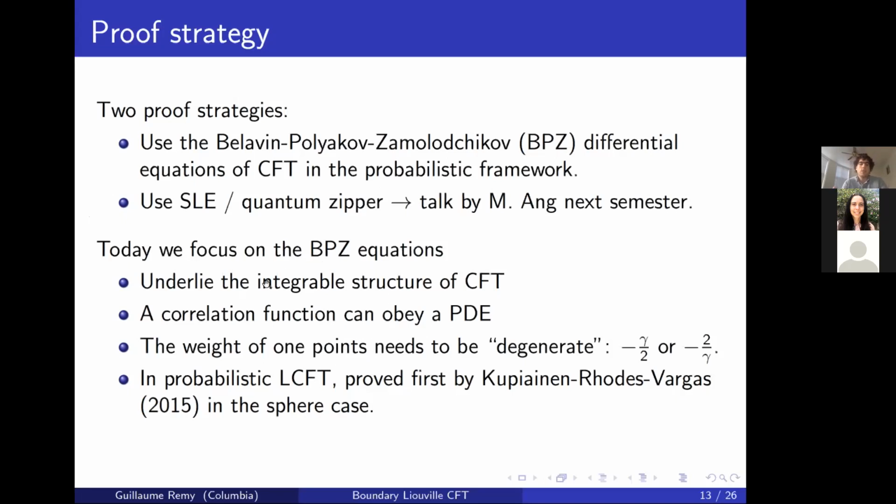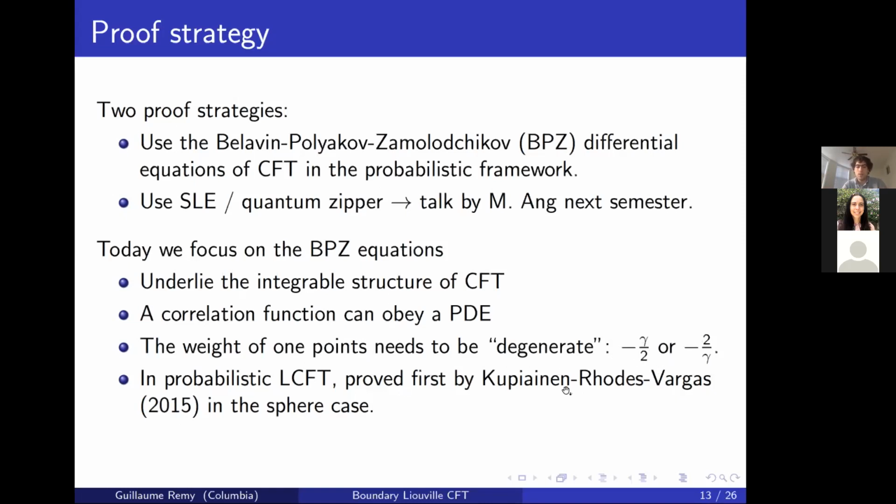They're present because of the integrable structure of conformal field theory. And it says basically a correlation function can obey a PDE, provided that in your correlation function, the weight of one of the points needs to be set to a special value. It's called the two degenerate weights, which are going to be, in our case, minus gamma over 2 or minus 2 over gamma.